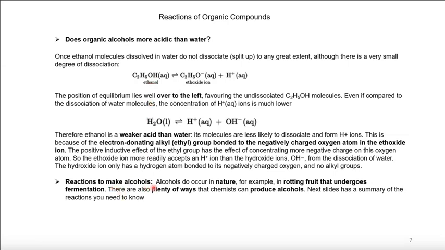Reactions to make alcohols. What are the conditions in which we can make alcohols? We know that alcohols occur in nature, for example, in rotten fruit that undergoes fermentation and gives alcohol. But there are plenty of other ways for chemists to produce alcohols. The next slide summarizes these reactions.